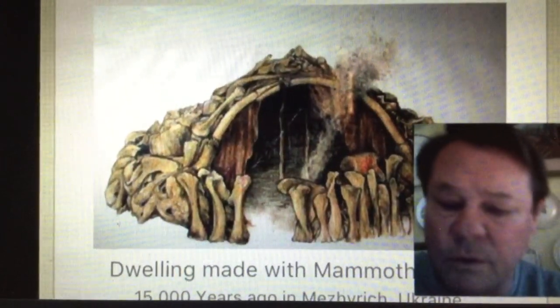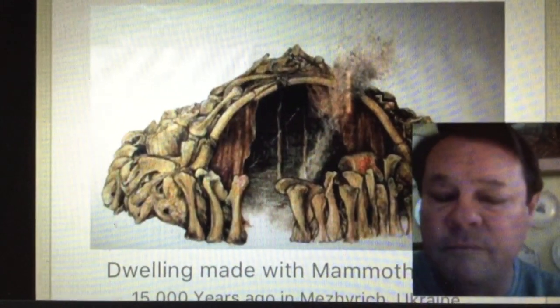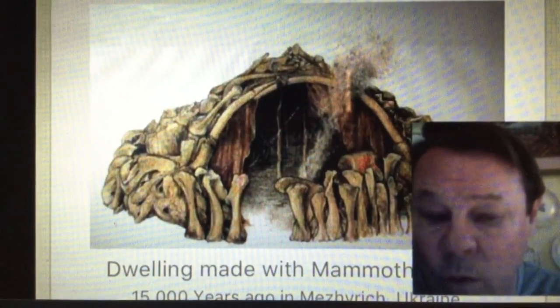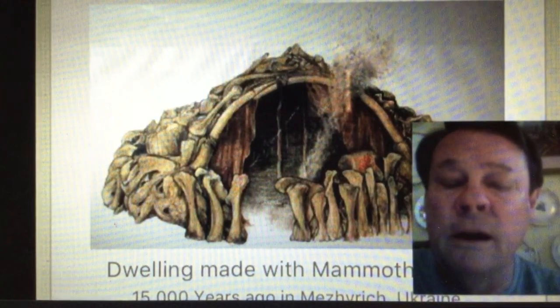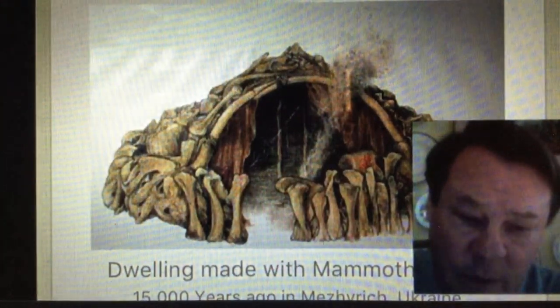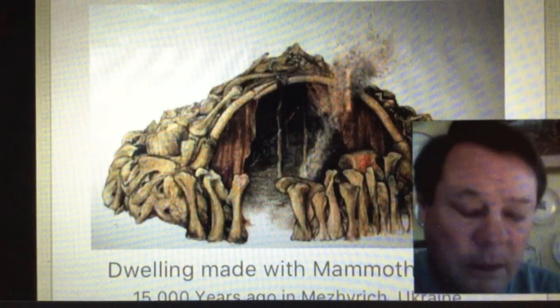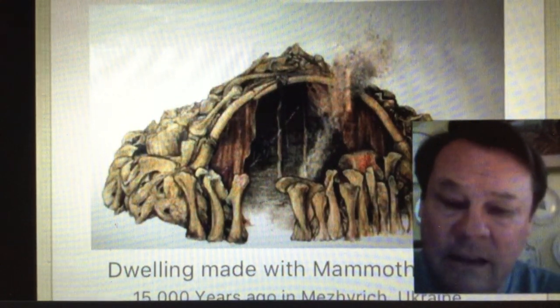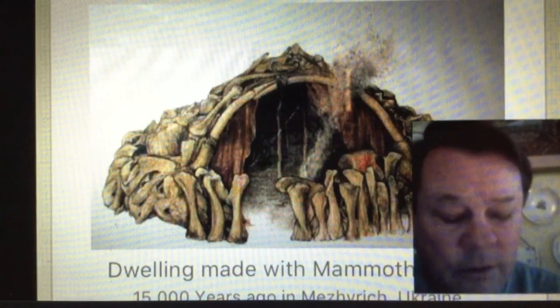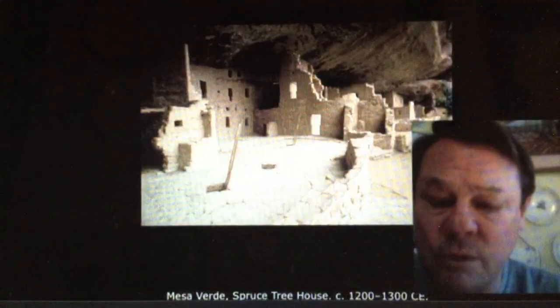People have always used what they had. They found the remnants of this 15,000-year-old structure in Ukraine made with mammoth bones, using hides and earth. If you're wanting to get a shelter, get out of the weather, you do what you can. You use what you have.